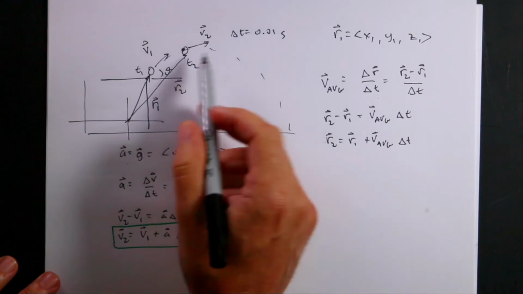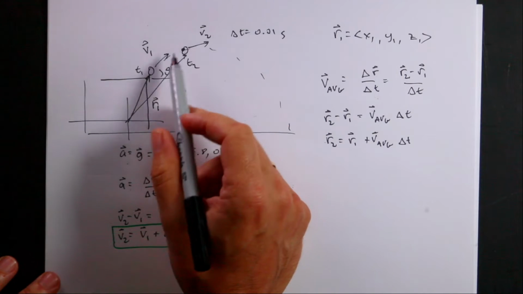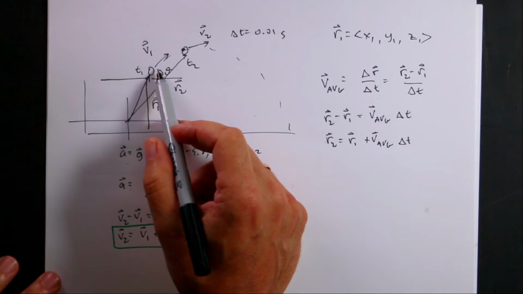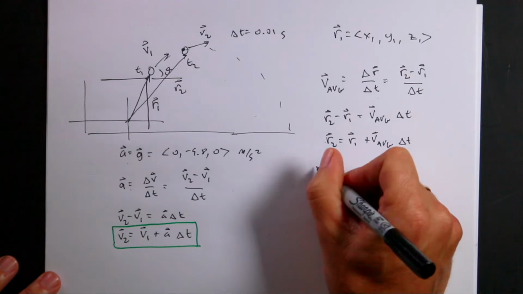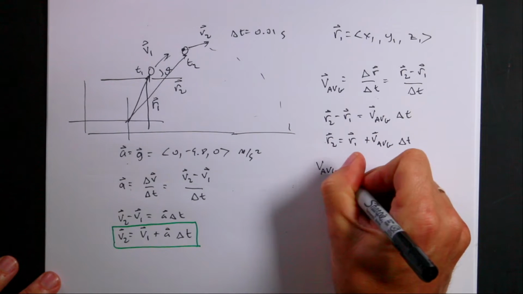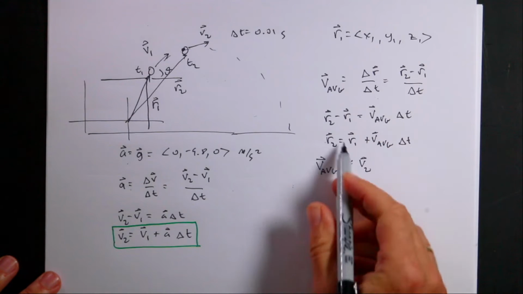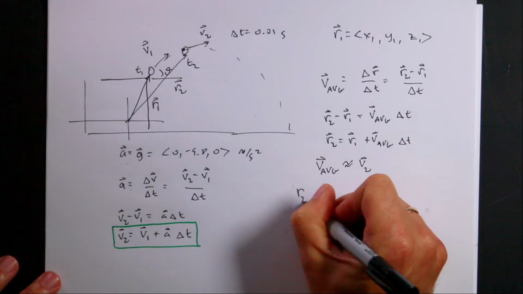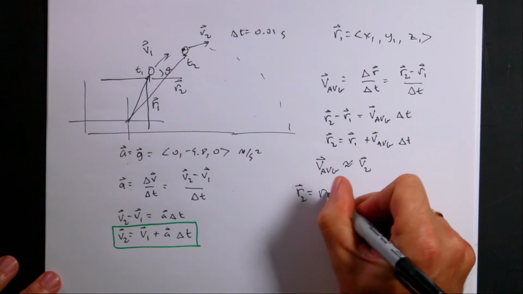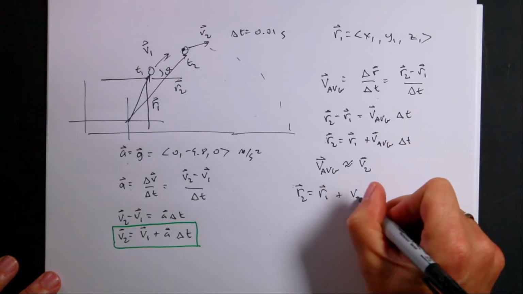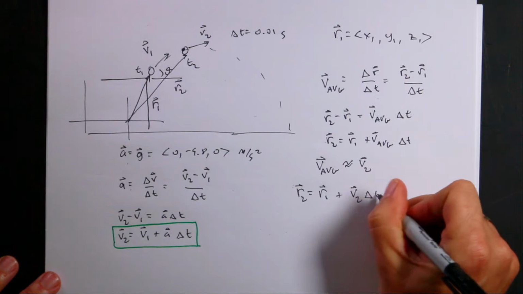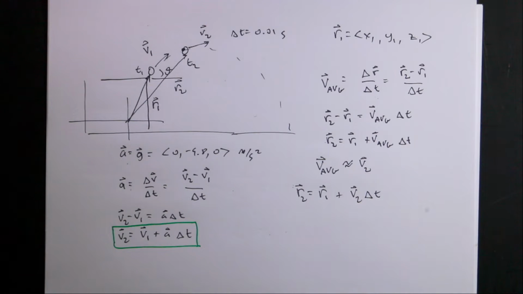What if I have a short time interval, then v2 is very close to v1. It'll be different, but close. So what if I say v average is approximately equal to v2? Then I can write this as r2 equals r1 plus v2 delta t. Guess what? I'm putting a box around that.